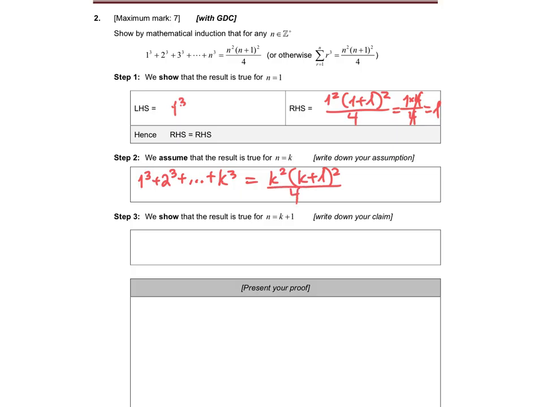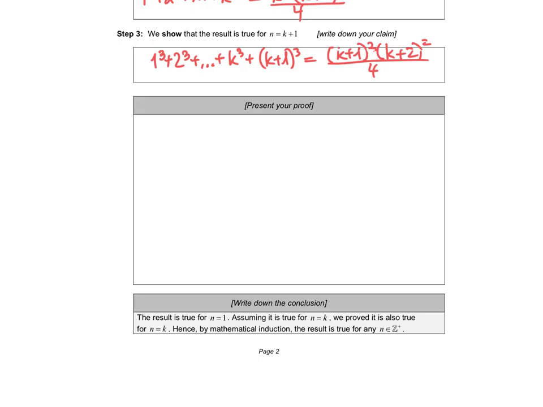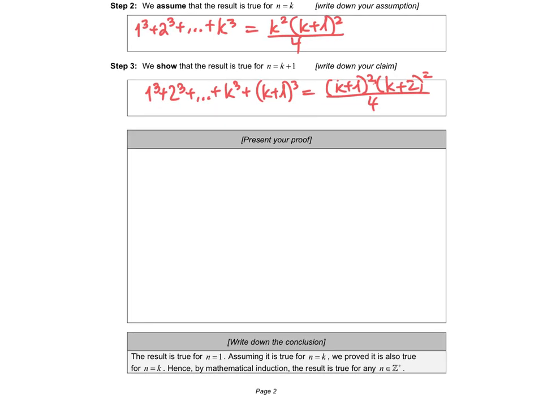Okay, and we show the result is true for n equals k plus 1. So 1 cubed plus 2 cubed plus ... plus k cubed plus k plus 1 cubed equals k plus 1 squared, k plus 2 squared over 4. Oops, this should be squared right here. So that's what we want to show. So this bit here is this bit here.